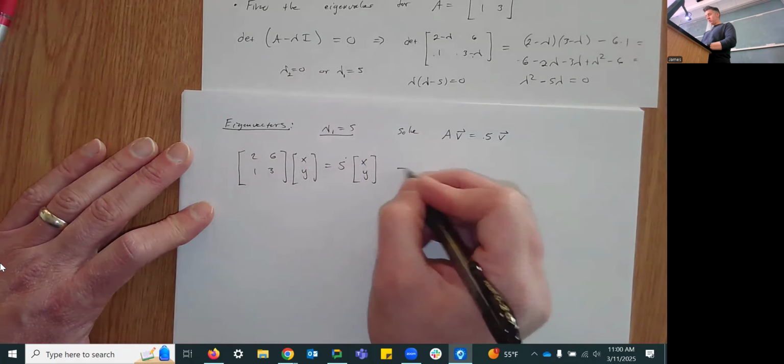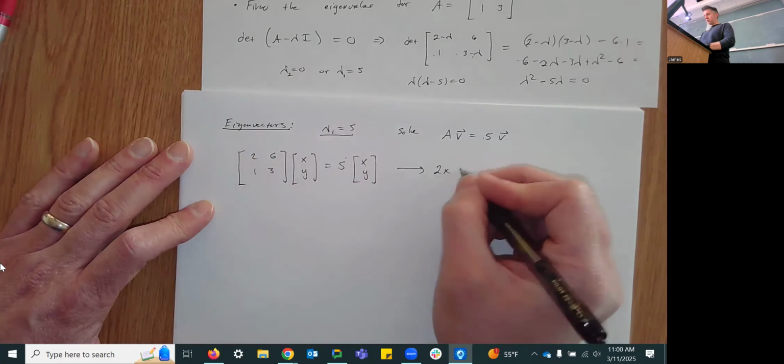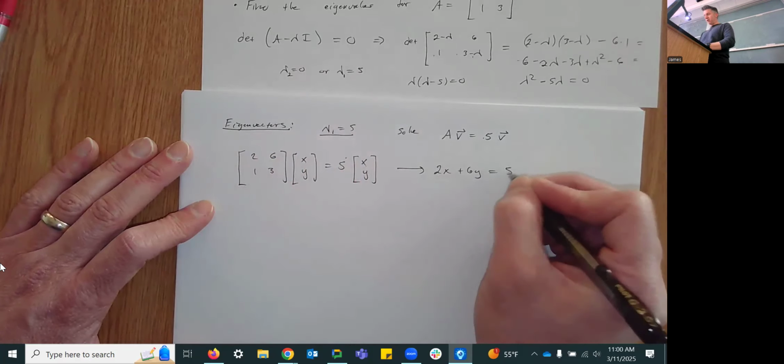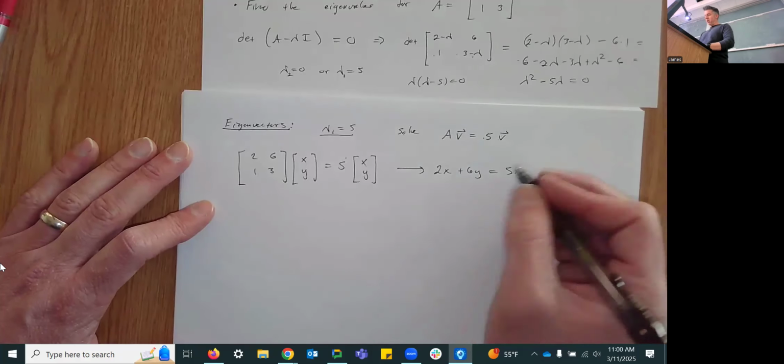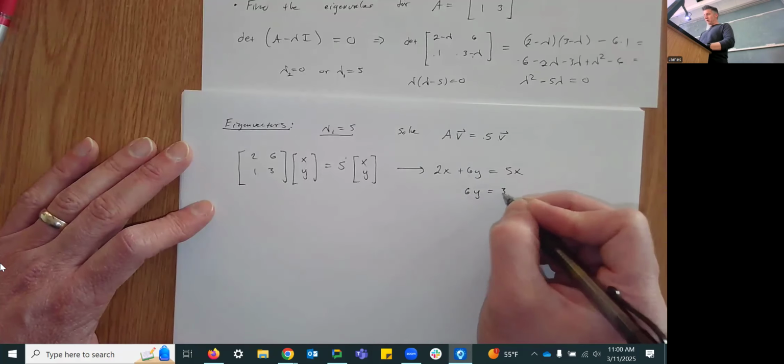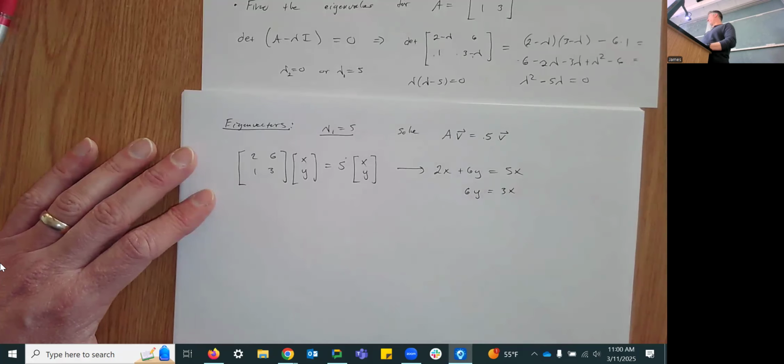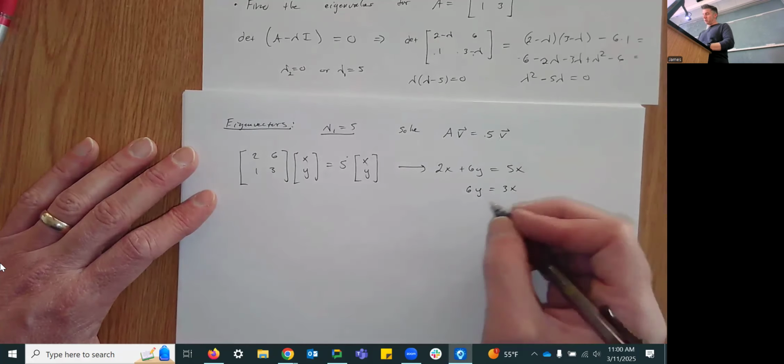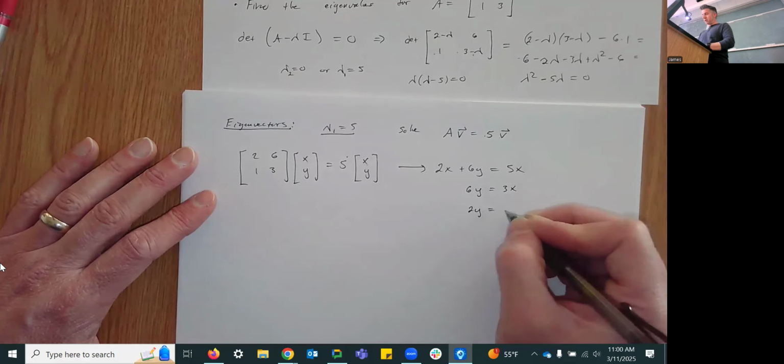Then use the first equation. You get 2x plus 6y equals 5x. Bring all the x's to the right: 6y equals 3x. Divide both sides by a common factor if it makes sense to, 3 in this case. So 2y equals x.